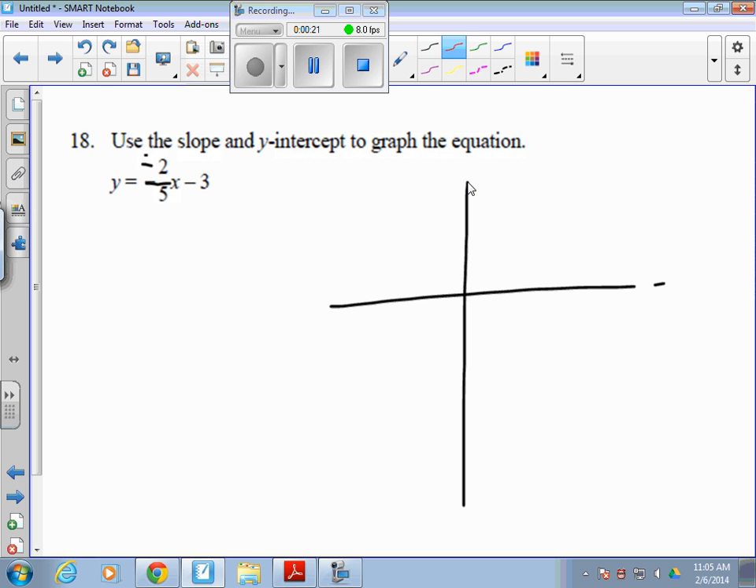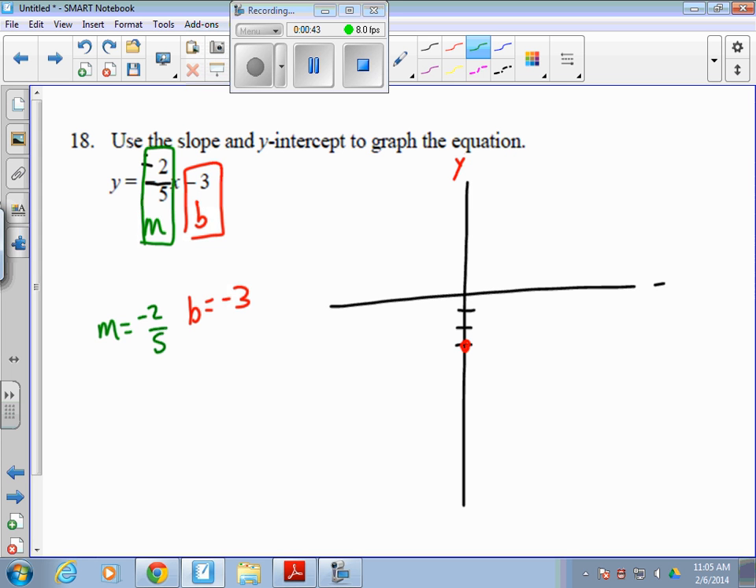It gives us an m and a b value. Our b value tells us where to begin. On your y-axis, that means it intercepts at -3. So at (0, -3) is where your first point goes. Your m value is what multiplies by x in mx plus b. So your m value is -2/5.